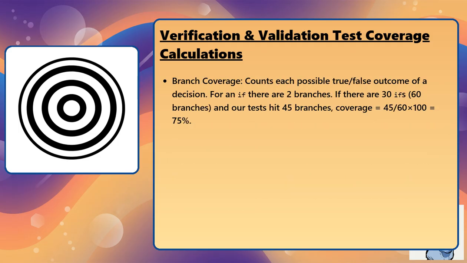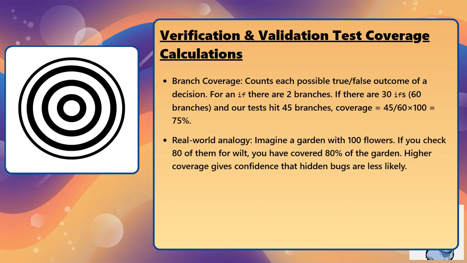Branch coverage counts each possible true or false outcome of a decision. For an if there are 2 branches. If there are 30 ifs, that is 60 branches, and our tests hit 45 branches, coverage equals 45 divided by 60 times 100 equals 75%.